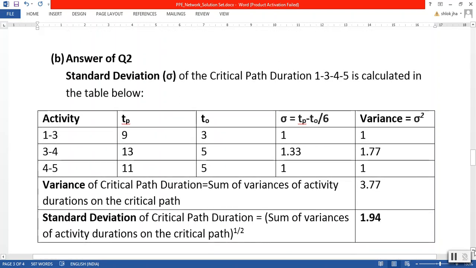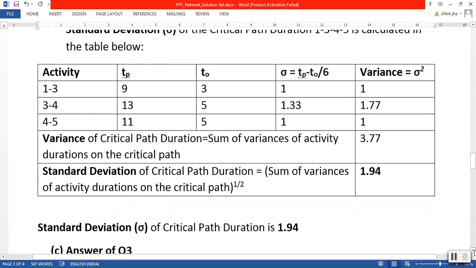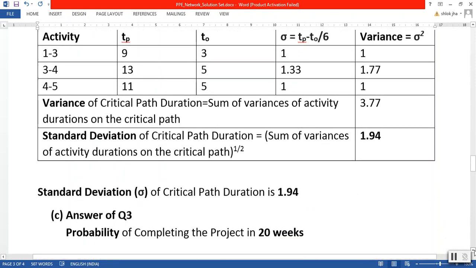When we know the variance of the critical path duration, we can easily calculate the standard deviation of the critical path duration. That will be the square root of the sum of the variances of activity durations on the critical path. And the answer will be 1.94. So this is the answer of question 2. The standard deviation delta of the critical path duration is 1.94.